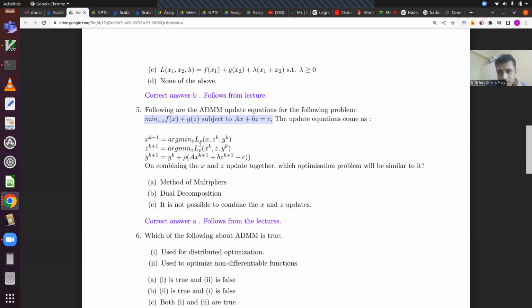Yeah, you can point out that there is an inconsistency between what's there in the slides and what's there in the question. So maybe they will consider this question.